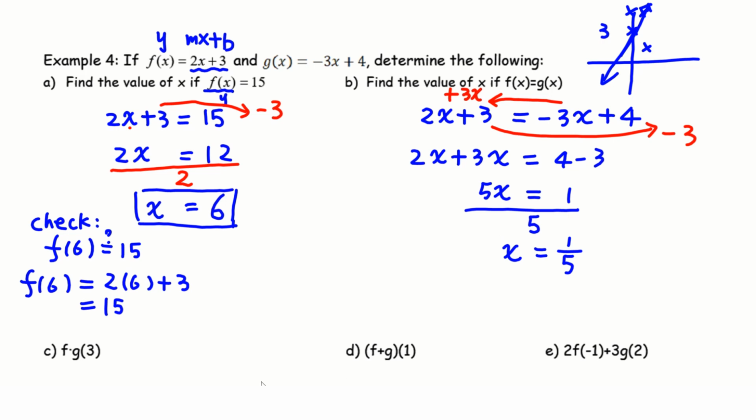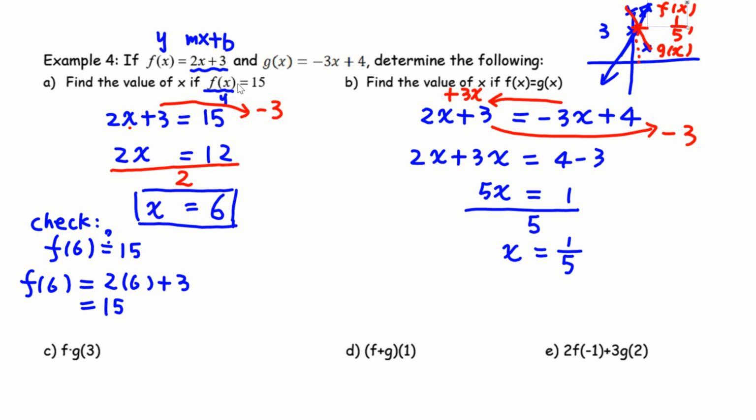Then we graph it. The 2 lines will intersect where the x value is 1 over 5. So f at x equals g at x. It means you are looking for the point of intersection, which x value. At that point, the 2 lines will intersect each other. Okay, so this is the x coordinate for the point of intersection.